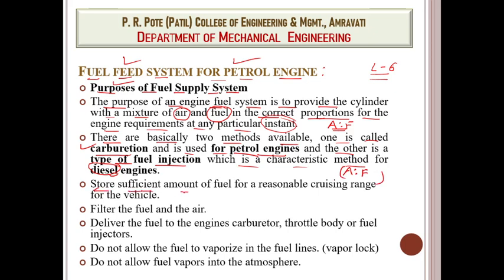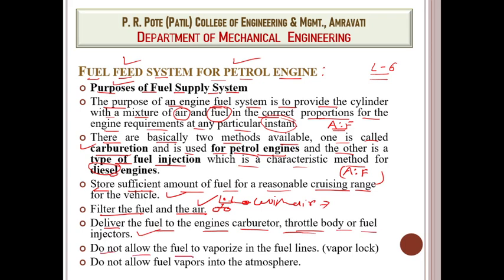Store a sufficient amount of fuel for a reasonable cruising range for the vehicle. So we have to store the fuel in a vehicle, we know that, guys. Filter the fuel and the air. Whatever petrol we store in our vehicles, we have to filter properly, along with the air, and after that this air-fuel mixture is added into our engines. Deliver the fuel to the engine's carburetor, throttle body, or fuel injectors. There will be a throttle process.